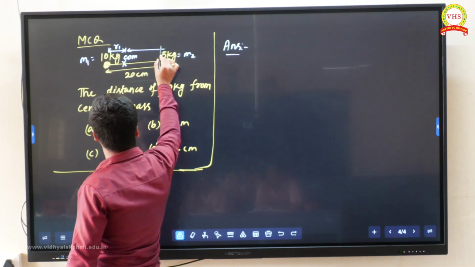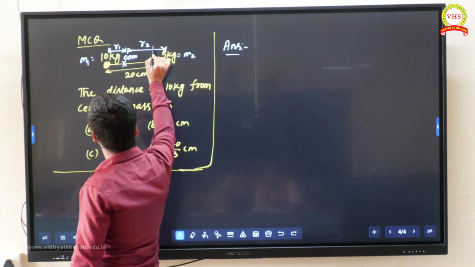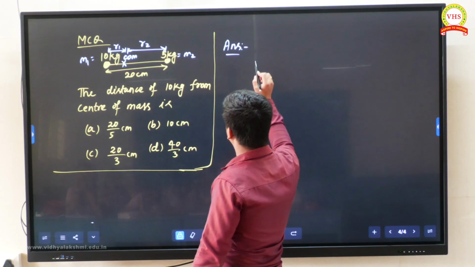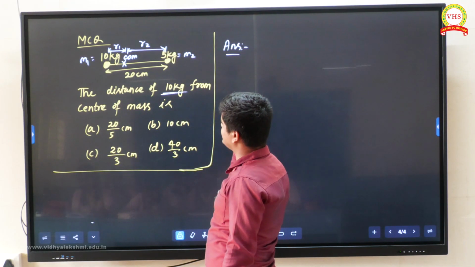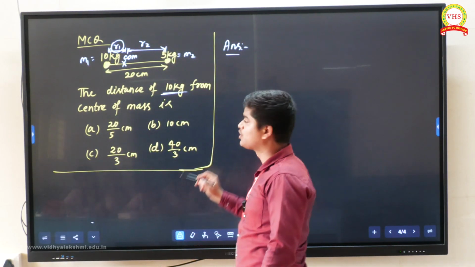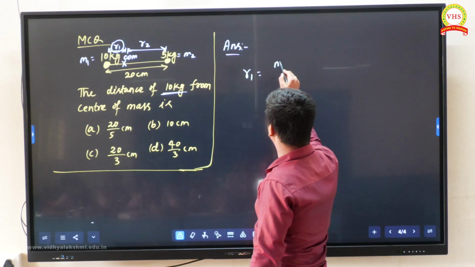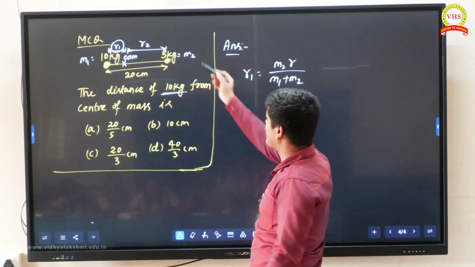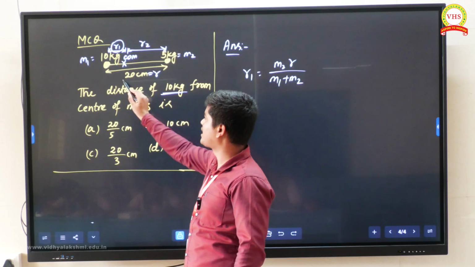And here is your distance, how much? R2. R1, R2. Clear? Now, if I want to find the distance of the 10 kg, so the 10 kg is at R1 distance, right? So if you want to find R1, then what is the formula? M2 into R divided by what? M1 plus M2. M1, M2 I got, and this is nothing but R.